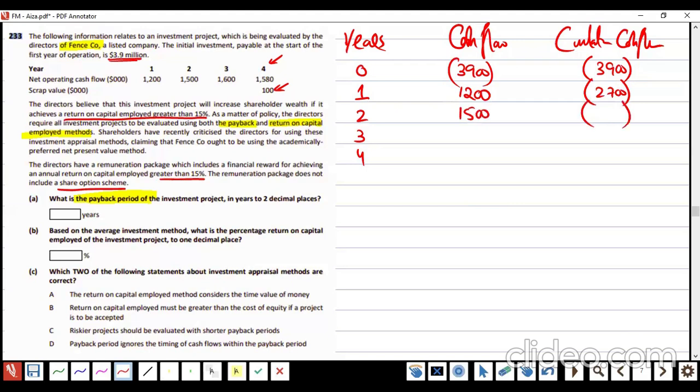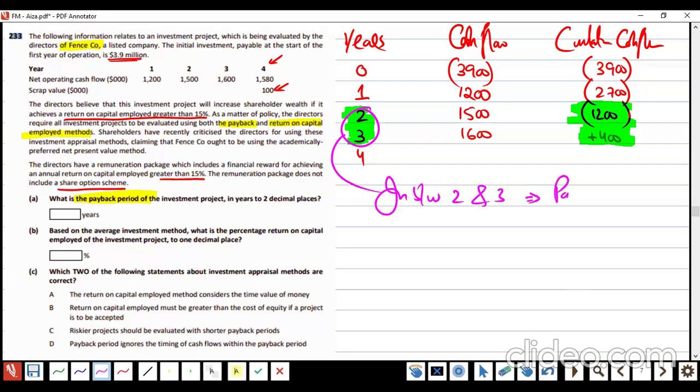Then we got 1,500. We are left with how much? 1,200. And we got an inflow of 1,600, resulting in 400 positive. We covered up our investment. Alhamdulillah, we got our investment back. Where does that happen? Here, negative to positive, in between year 2 and 3. So this project is returning my investment, right or wrong?